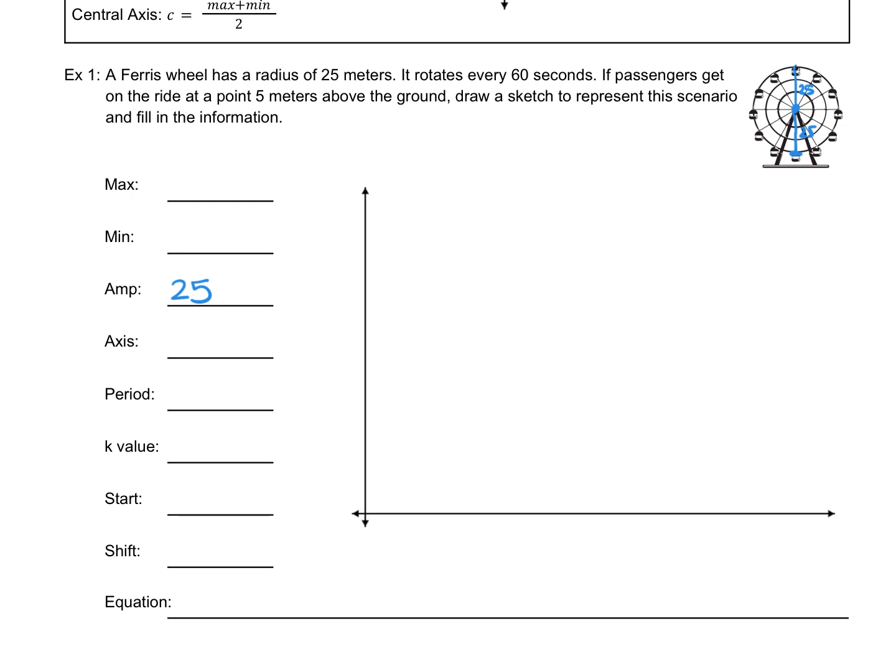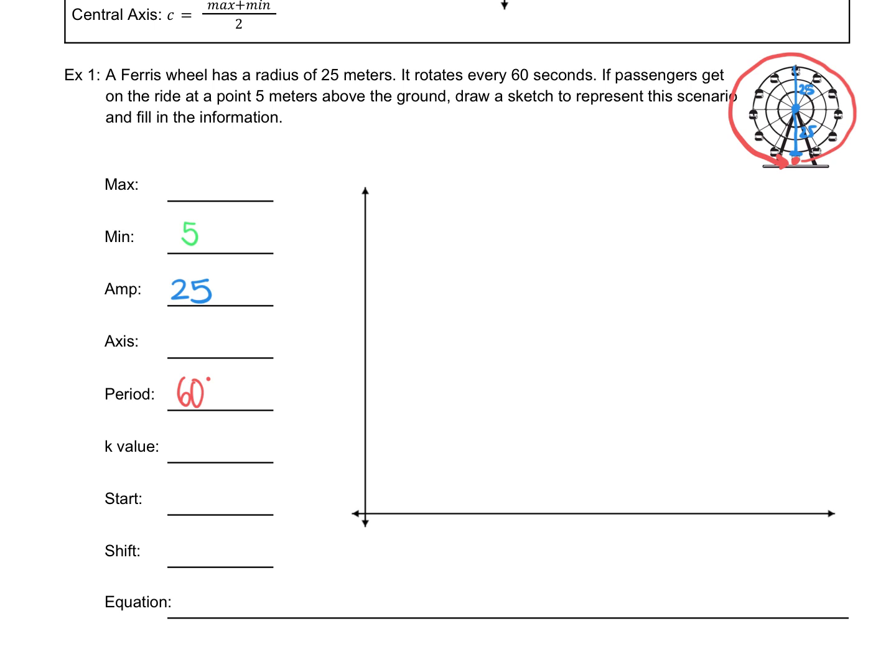It rotates every 60 seconds. So in 60 seconds, you start at the lowest point. 60 seconds later, we're back at that start. That means the 60 seconds represents the period. A passenger gets on the ride at a point 5 meters above the ground. That must mean when you get on the ride, you are at the lowest point. You can only go up from there. So that must mean that the 5 meters is actually our minimum.